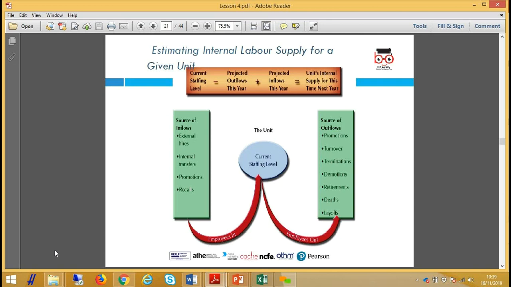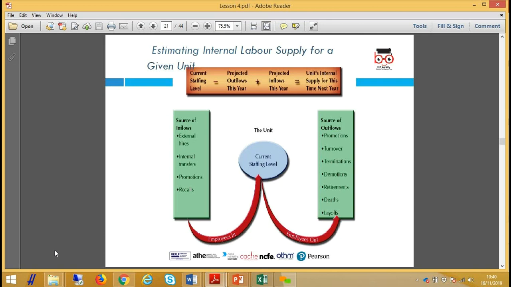In terms of outflows, things you need to keep in mind: promotions, where the lower level has to be replaced, turnover, people leaving, terminations, if there are disciplinary reasons or performance reasons that you have to sack people. Demotions, very rare, hopefully, but sometimes happens, especially for underperformance. Your retirement, death, and layoffs. That will give you your current staffing levels of employees.